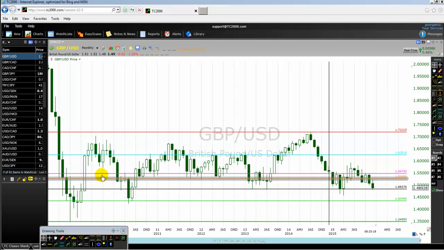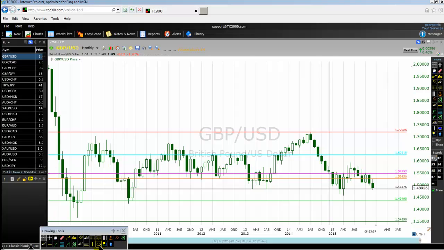Pay attention very carefully. What I do on a monthly chart is this. I'm asking a very simple question, all right? What are the major turning points? I want to highlight the major turning points on the monthly charts.